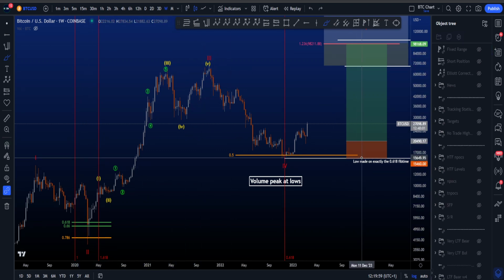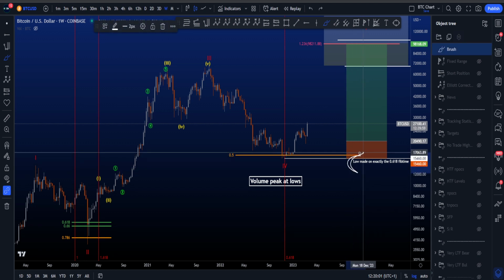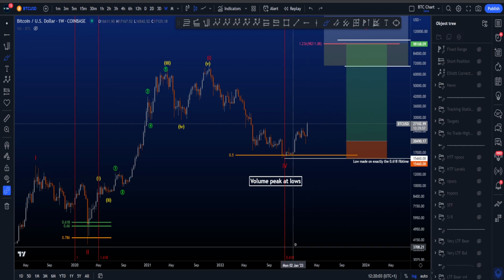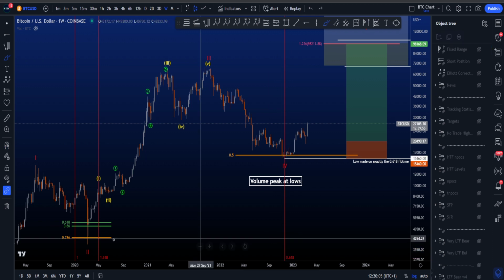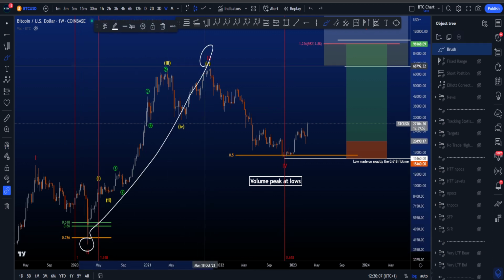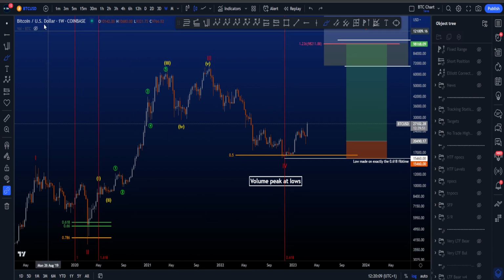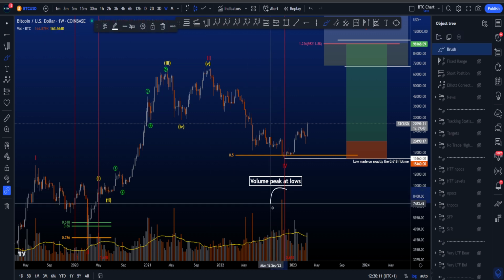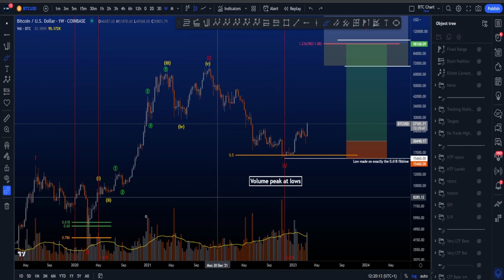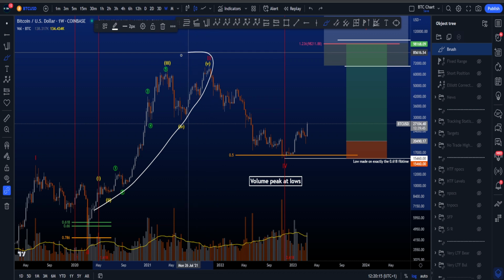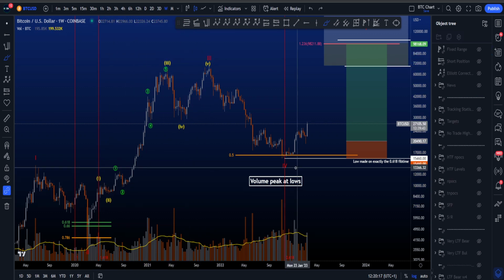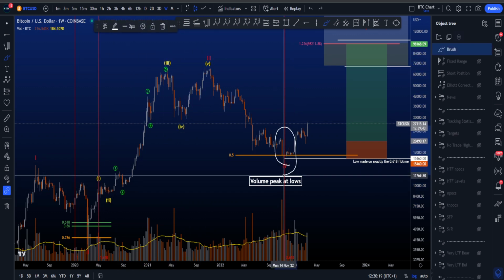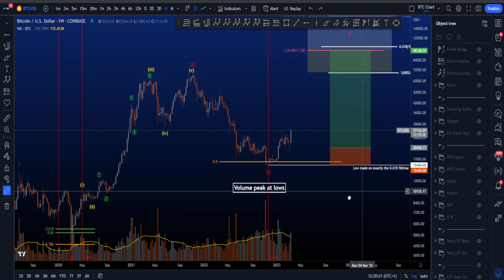Now, something else is that we made the low exactly on the 0.618 fib time, the red vertical line over here, pulled from the 2 to the 3. So that is actually very nice confluence. And something to note is that we had a high volume peak at these lows. And high volume is not only a sign for a wave 3, it's also a sign for potential reversal areas. That is something to take into account.